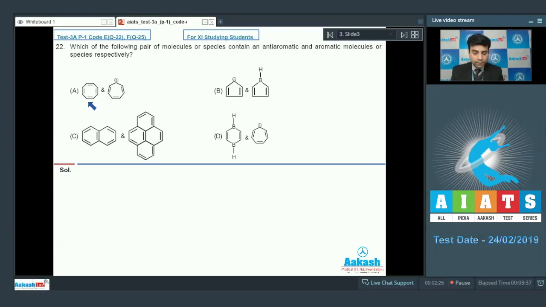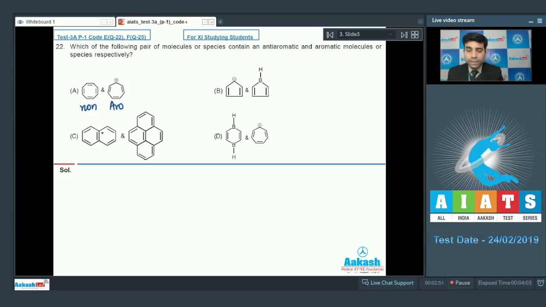So if I talk about option A, the first species or the first molecule is 8-annulene. Here, the molecule is not planar. So this is neither aromatic nor anti-aromatic. So this will be a non-aromatic compound. The second species satisfies all the conditions for an aromatic compound. So it will be aromatic.